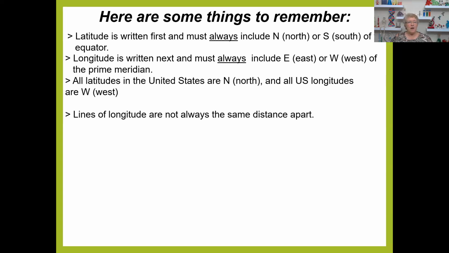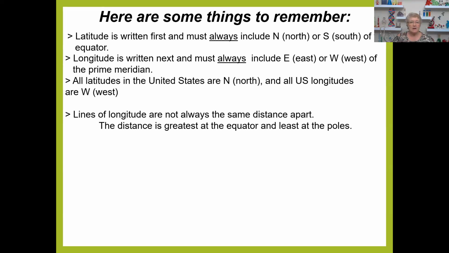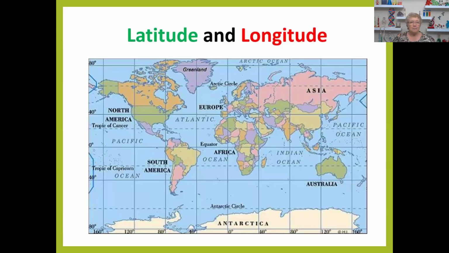Lines of longitude are not always the same distance apart. So lines of latitude are, let's look at the globe here. The lines of latitude, those are the ones that run across. They're the same exact distance apart, but the ones of longitude are not the same distance apart. Where do you guys think they're the closest together? And they run up and down. Yeah, they're going to be real close together at the poles. In fact, they come almost to a point at the poles, and then they're going to be the widest at the equator. They are not always the same distance apart. It is greatest at the equator and least at the poles, and you can see that when you look at them on a globe.